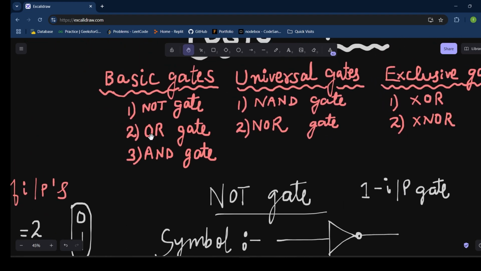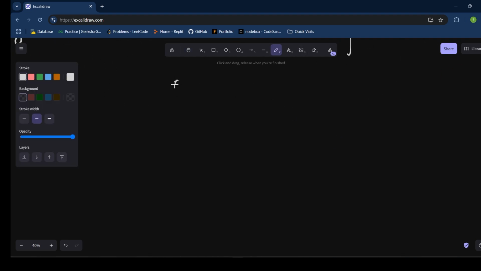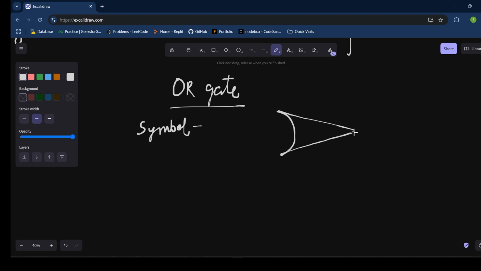Then we will have our second gate, which is the OR gate. The symbol of this would be, it will simply have two inputs, A and B, and simply the output as A plus B. This plus symbol does not mean the arithmetic plus. This is the Boolean expression of OR gate.